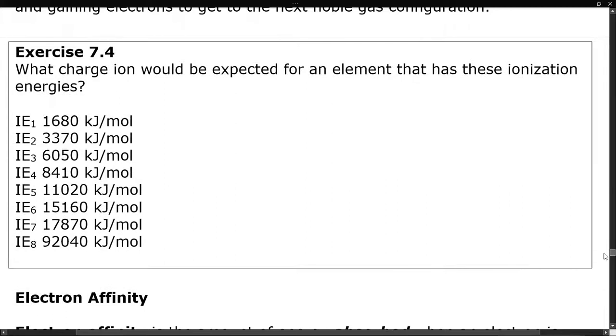Here is a series of ionization energies. So what would we predict the charge on the ion to be? We see the ionization energies go up pretty smoothly till we get to the 7th one, but the 8th one is significantly more expensive. So I would assume we'd have 7 valence electrons, and then therefore the charge would be a -1 because it's in group 7A.